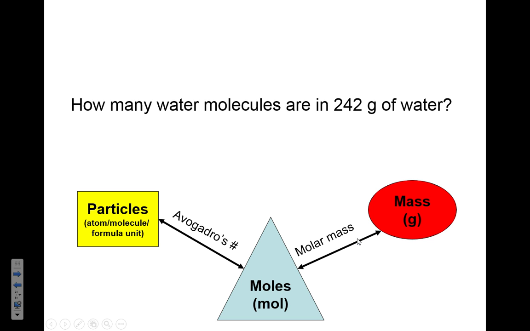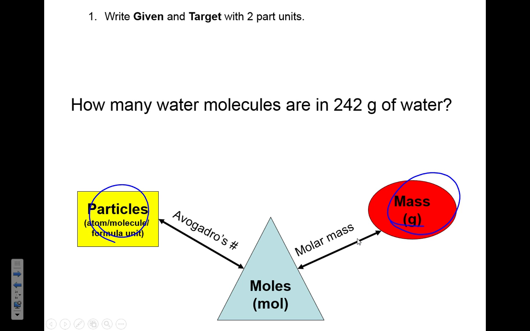So let's say we were asked the question, how many water molecules are in 242 grams of water? So my given is 242 grams, and my target would be water molecules. So I'm starting here, and it's asking about molecules, which is a type of particle that's way over here. Well, when I have this type of problem, how do I get from point A to point C? Well, the thing they have both in common is that I can convert them both to moles. So really, in this particular case, I know I've got a mass. I know I'm getting to a particle. I can see right from the flow chart, this has got to be a two-step or two conversion factor problem.